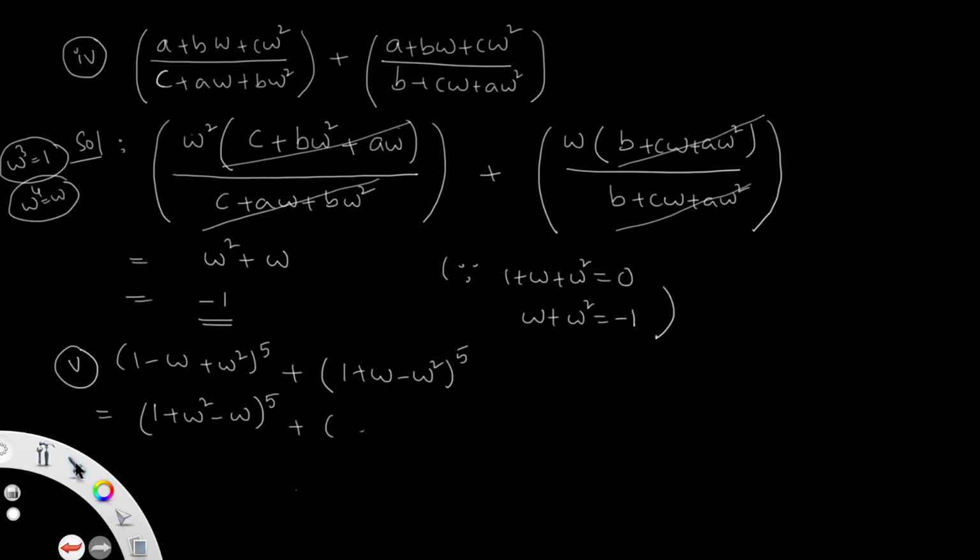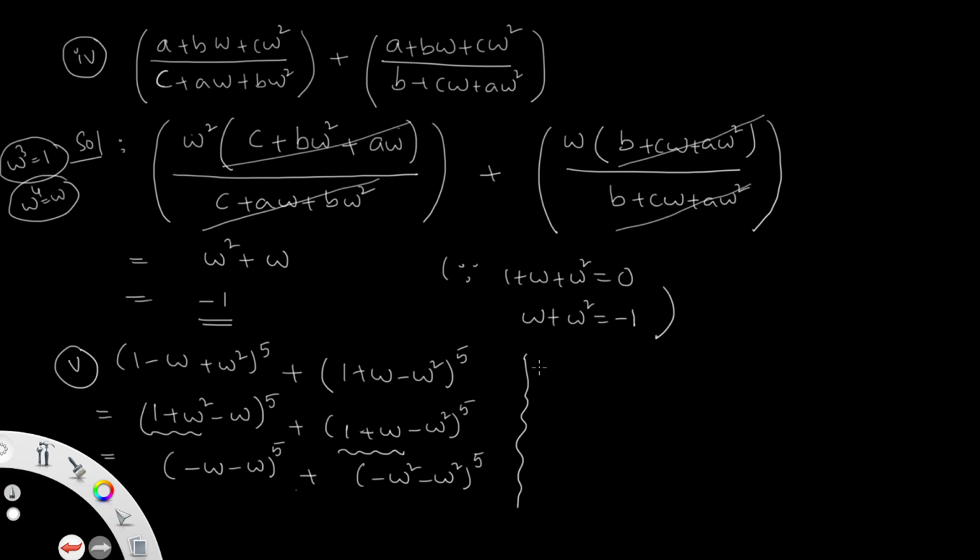There is no change in the terms, that is (1 + ω − ω²) to the power of 5. So 1 + ω² we write as −ω, and this is (−2ω) to the power of 5. And 1 + ω, from this formula, is −ω², so that is (−ω²) to the power of 5. That is why we get (−2ω)⁵ + (−2ω²)⁵.